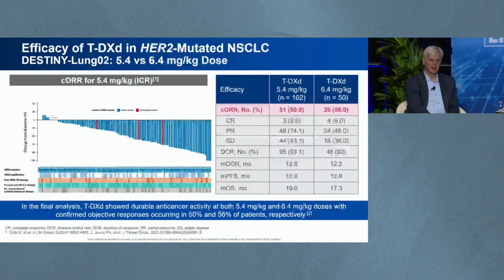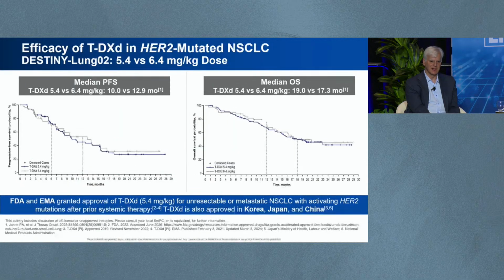And as a result, this study, while highlighting the activity, noted the vulnerability of T-DXd as well, leading to changes in the design of clinical trials going forward, comparing two doses, 5.4 and 6.4. And here you can see that the 5.4 milligram per kg dose showed similar activity, at the same time showed much less in terms of ILD in patients with metastatic non-small cell lung cancer. As you can see on the right-hand side, the response rate is in the 50% range for both. Progression-free survival very similar, durability identical between the two dose levels. As you can see, median PFS, median OS overlaps between the two doses.